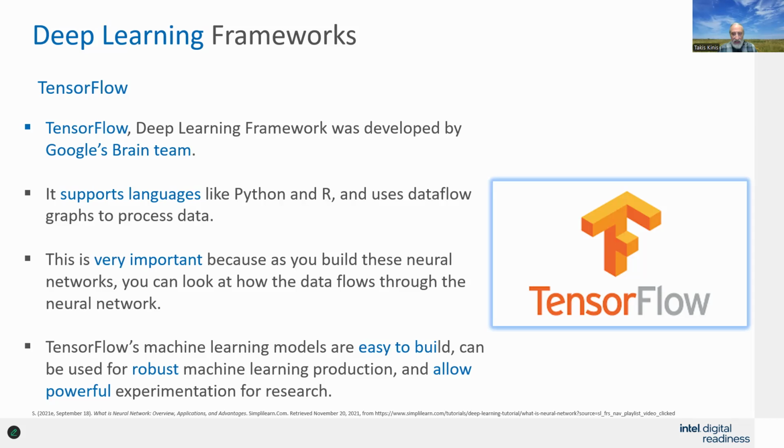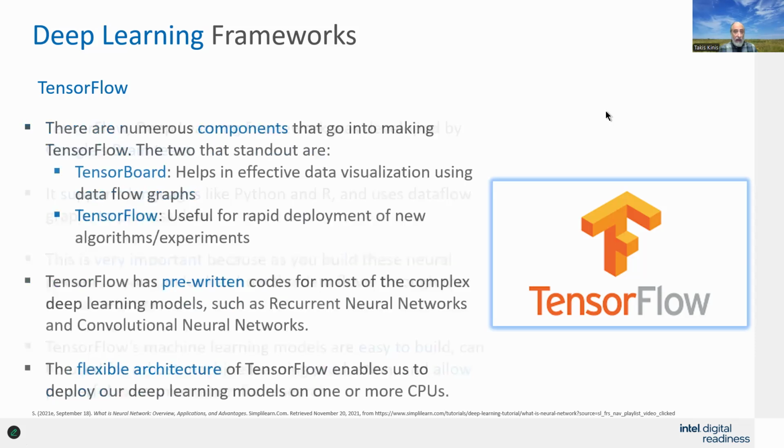It says the models are easy to build and can be used for robust machine learning production and allow powerful experimentation for research. I don't know if you guys recall in the previous course how we tinkered a little bit with some machine learning stuff, very superficially. You could set up models and change parameters, and it would change the outputs based on how you were tweaking the parameters. And a lot of it is web-based, so you can do it in a browser, which is really cool, right? Part of the reason for that is because it's written with Python, and you can use that as a back-end language for websites.